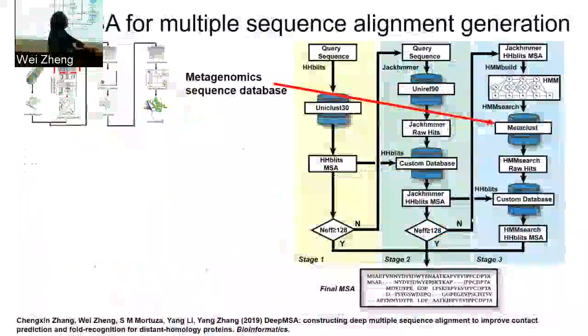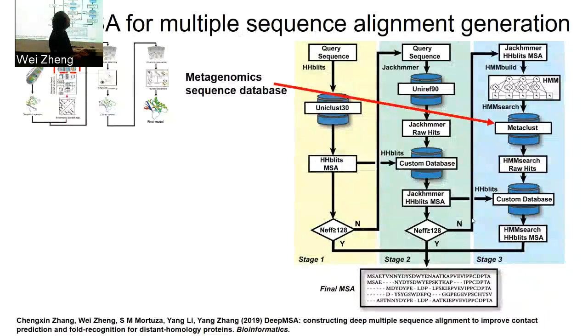Since we noticed the MSA is very important for the contact predictors, we built a new multiple sequence alignment generation software in our lab called DeepMSA, which combines a set of single homologous sequence detecting tools, including HHblits and JackHMMER. We search with a regular genome sequence database and a metagenome sequence database. Compared with the regular genome database, the metagenome sequence database may contain more sequences, which gives more chance for your query sequence to detect more homologous sequences for your final multiple sequence alignment.